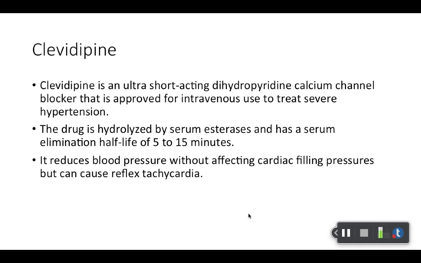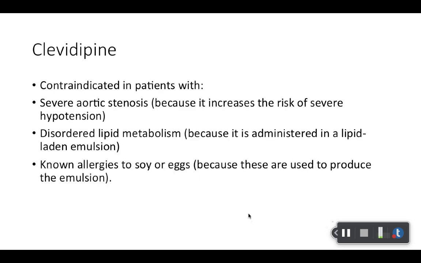First up, we have the Clevidipine. This is very short acting, so it's considered ultra short acting, used IV, and can help with severe hypertension. You'll see this being used for hypertensive emergencies, and more specifically for post-operative hypertension. You will see that in hospitals, and they'll be on protocol.